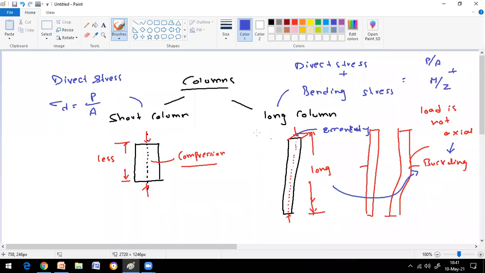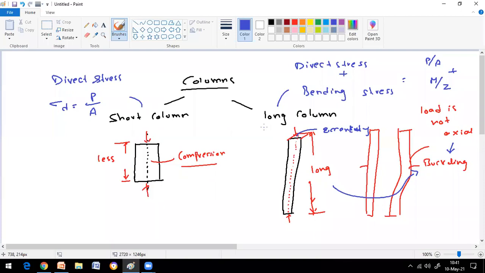In the long columns, let us take the best example of your broomstick. Take a big long broomstick. Try to press the stick from both ends. What happens, tell me? That stick will try to bend.